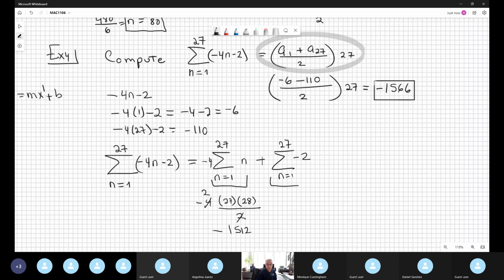Now let's move on to the second. The second uses a different formula because here it does not depend on n. It's just a constant, and the constant is the multiplication -2 times 27. Doing it on my calculator, -2 times 27 is -54, and together it's -54 plus -1,512. The total answer is negative 1,566. So either way, this is the beauty of mathematics.